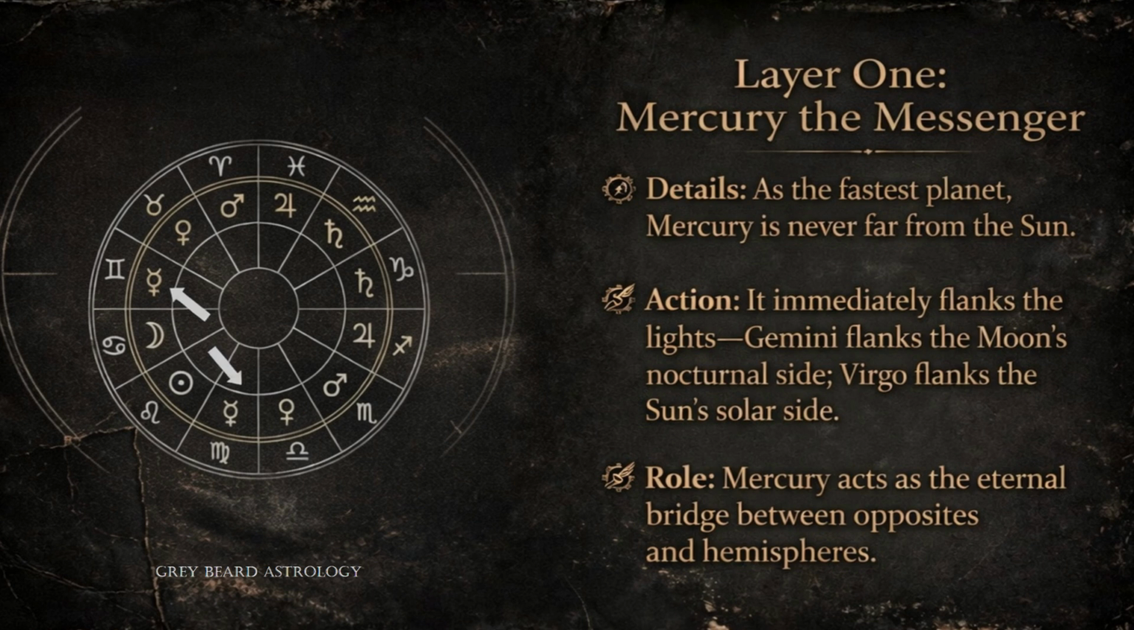Gemini flanks the moon, the nocturnal sign. Virgo flanks the sun, the solar sign. Mercury's role is to act as the eternal bridge between oppositions and hemispheres. Mercury is the only planet that changes its sect orientation depending upon its relationship with the sun in any given nativity or given chart. Mercury was the messenger who was sent on these wild goose chases to go do things in other realms that other people couldn't do.